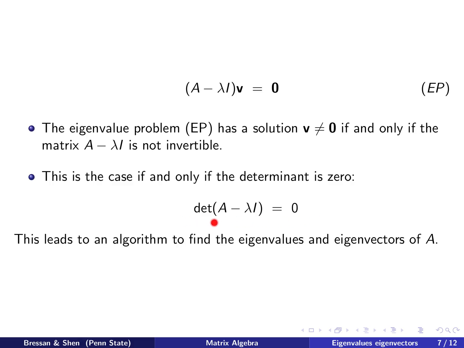That's why you see we spend so much time talking about the determinant. It is very important. So finding the determinant of A - λI equal to 0 will lead in the end to an algebraic equation that involves λ as the unknown. That gives us an algorithm to find the eigenvalues first, and then we can find the corresponding eigenvectors of A using this equation once λ is found.